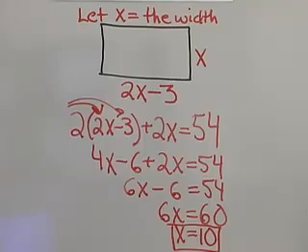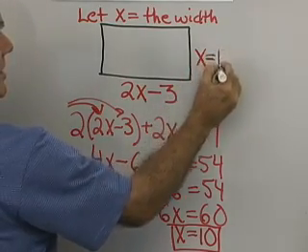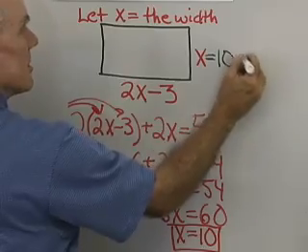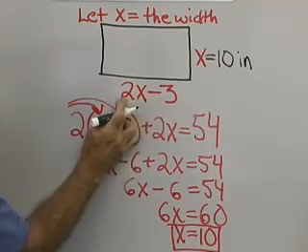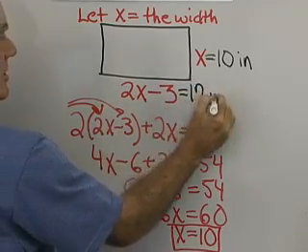And so what I have is this. X is equal to 10 means that the width of this is going to be 10. And what were the units given in? Inches. So 10 inches. And then the length is going to be 2 times that minus 3. So 2 times 10 is 20, minus 3 is 17 inches.